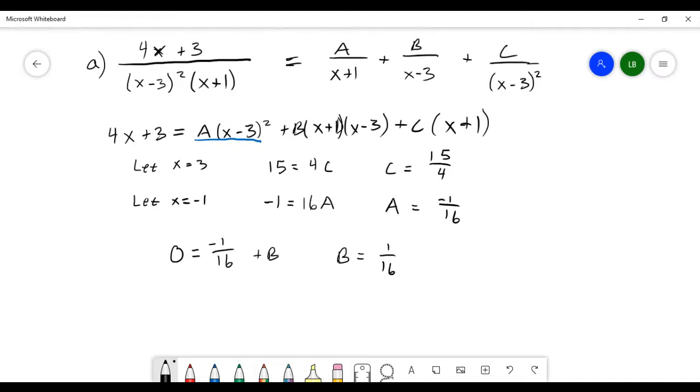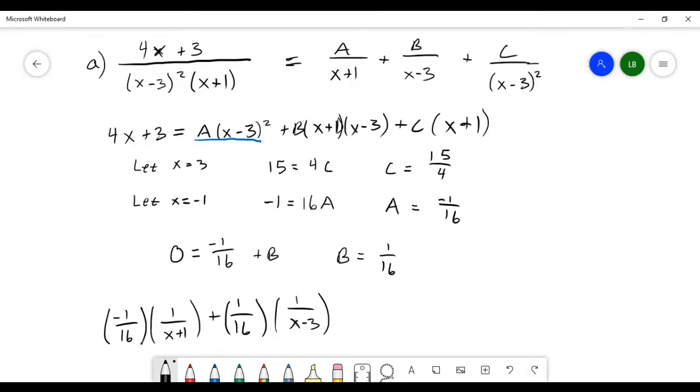So then our final answer would be negative 1 over 16 times 1 over x plus 1, plus 1 over 16 times 1 over x minus 3, and I'm just writing it this way so we can more easily see the coefficients. And lastly, plus 15 fourths times 1 over x minus 3 squared. Make sense?